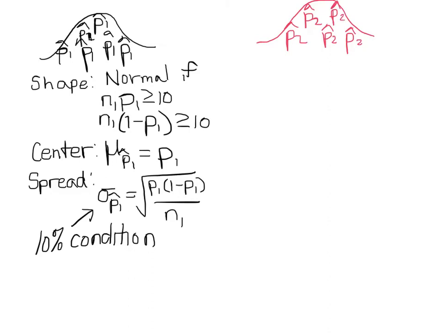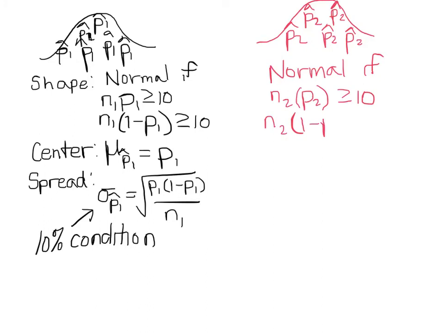Okay, and I graph all those sample proportions together, and that's the sampling distribution of P hat from population 2. Okay, it's also going to be normal if the sample size from this population times the population proportion is greater than or equal to 10. And the sample size times 1 minus that population proportion also has to be greater than or equal to 10.